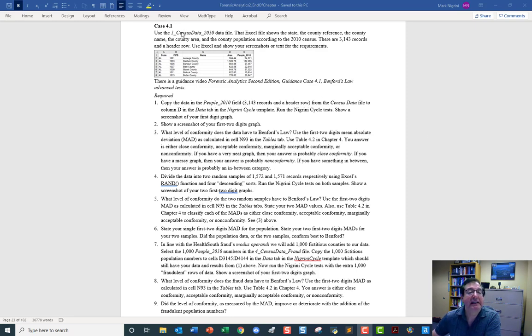We're going to be using the census data. We'll use census data because it's easy to understand. The data set is not too big, and it's worked very well for a couple of years now. So we are going to take our data from this file, and the links to all the files will be at the bottom in the description. We're going to copy our data to the Negrini cycle template, run the test, and look at our first and second digit graph.